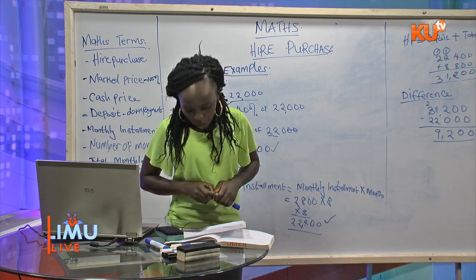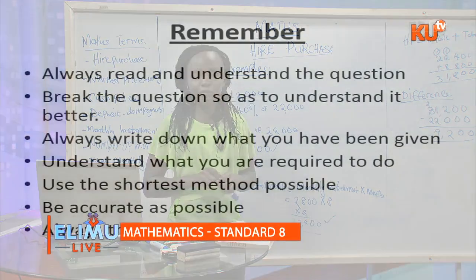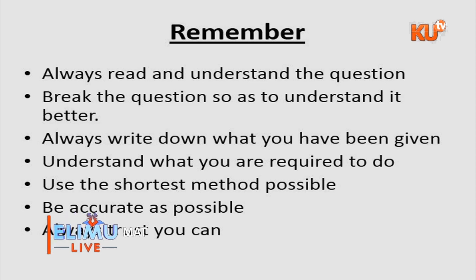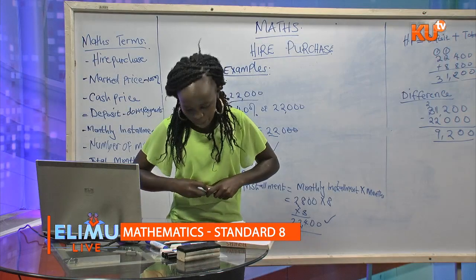And then point number 5, use the shortest method possible. In primary school, we advise that we use the shortest method possible. We don't have to struggle. You don't have to go a long way to get a simple answer. Use the shortest method possible.